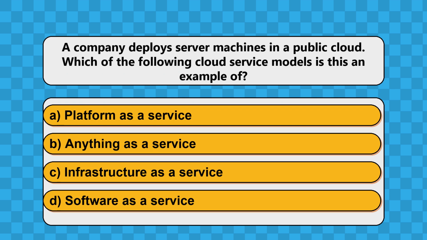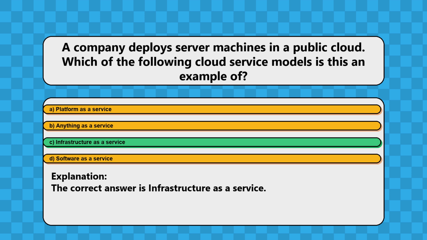Question 17. A company deploys server machines in a public cloud. Which of the following cloud service models is this an example of? Option A, platform as a service. Option B, anything as a service. Option C, infrastructure as a service. Option D, software as a service. The correct answer is option C, infrastructure as a service.